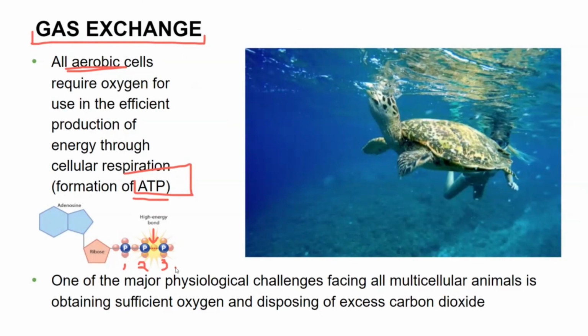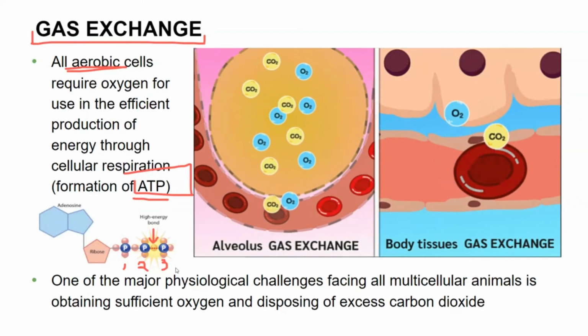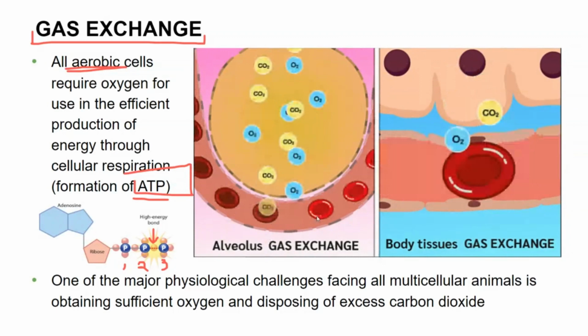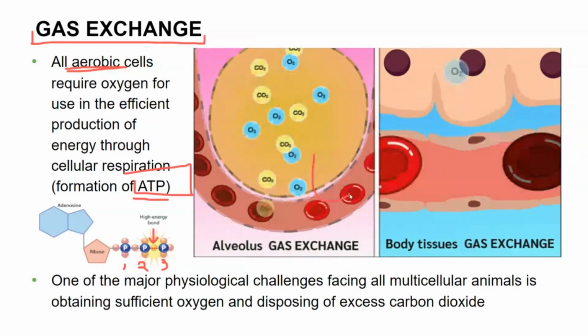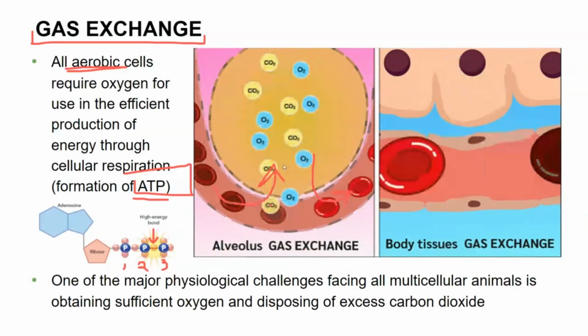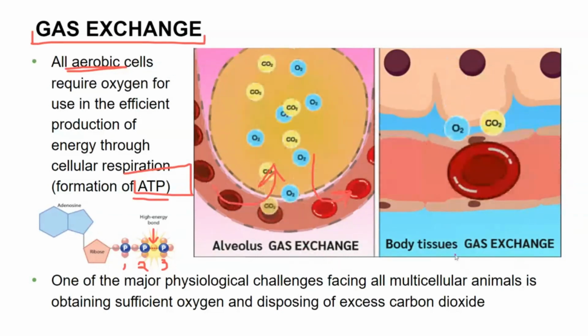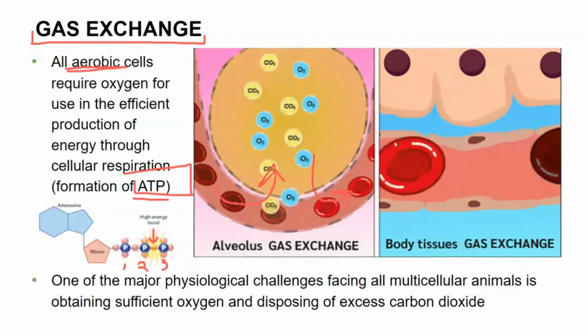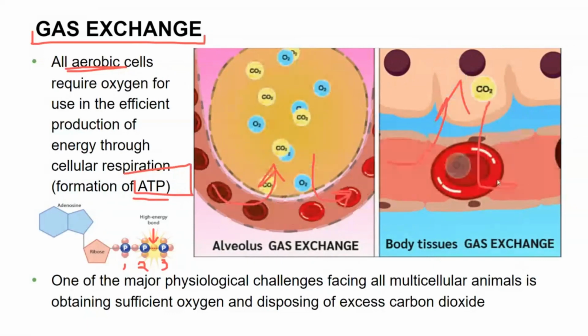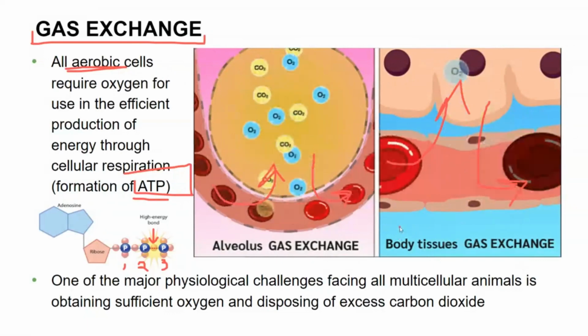This is one of the major challenges facing all multicellular animals, getting enough oxygen to make enough energy, ATP, and then getting rid of carbon dioxide. So this process is going to happen in two directions. In the lungs or the gills, there's going to be gas exchange where oxygen enters into the blood and carbon dioxide leaves the blood to be exhaled. But in the body tissues, gas exchange happens in the opposite direction, where oxygen leaves the blood to go into the tissues and carbon dioxide goes into the blood to be exhaled.